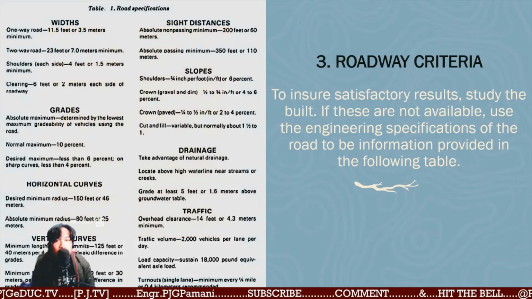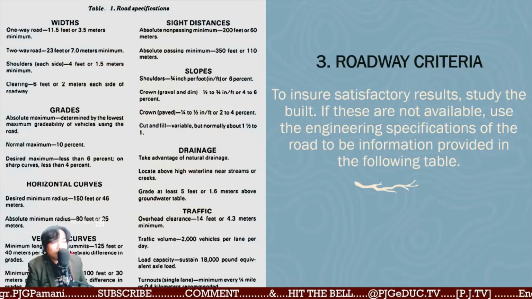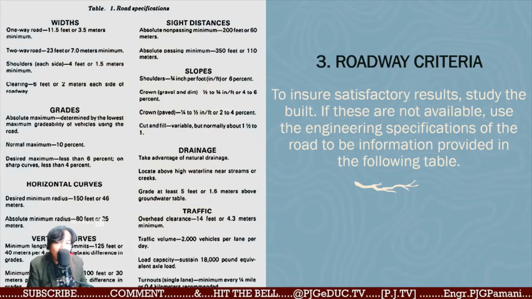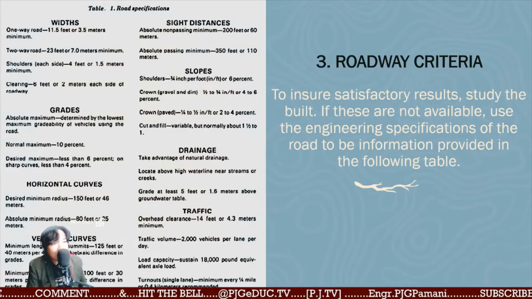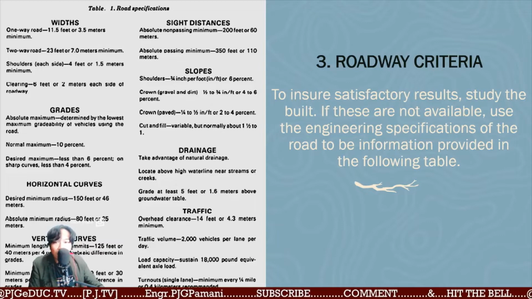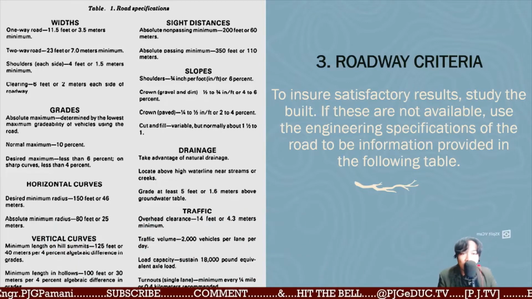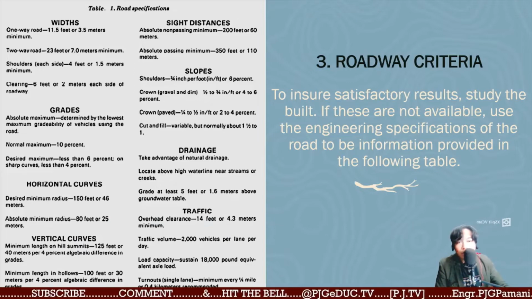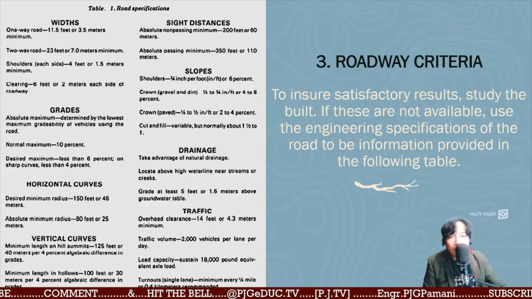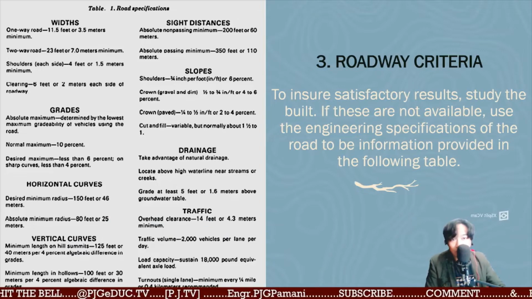Now, number three is the roadway criteria. Here is a table for road specifications: the width, the grade that we need to consider, the sight distances, slopes, drainage, horizontal curves, traffic, vertical curves, and so forth. These are some pointers that we need to consider whenever we are deciding on the number of lanes and how big or how long a specific road should be built in this particular location.